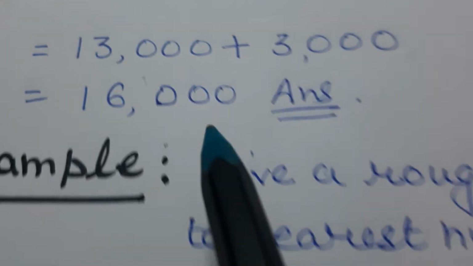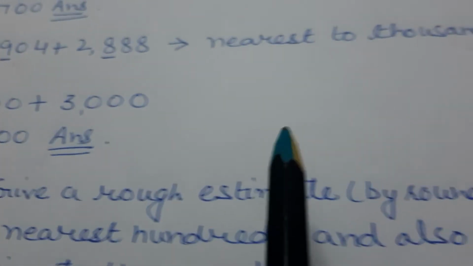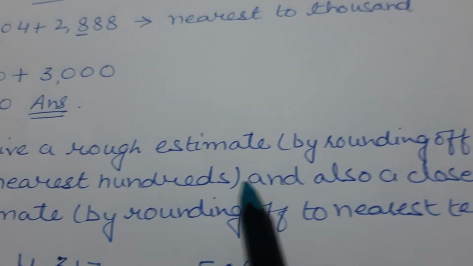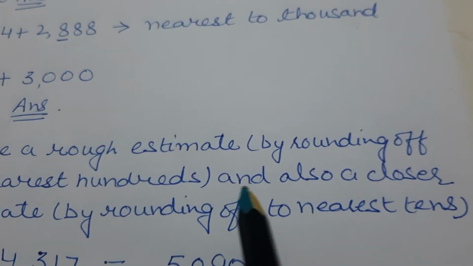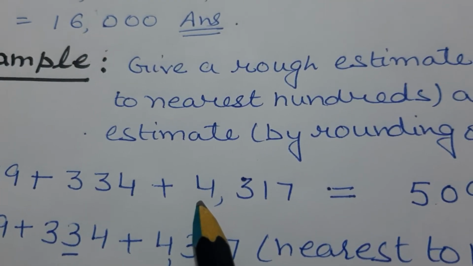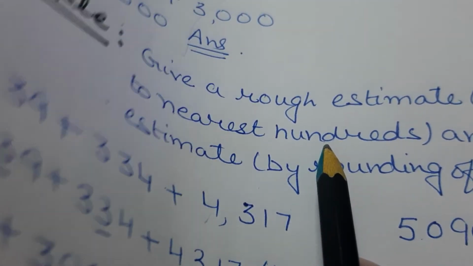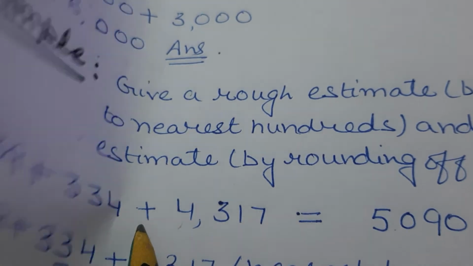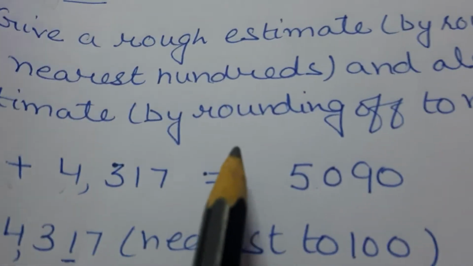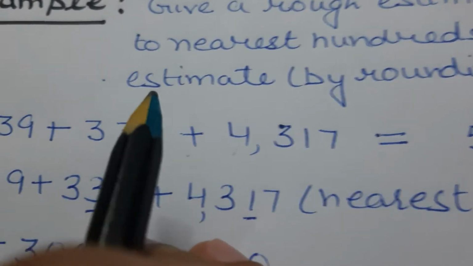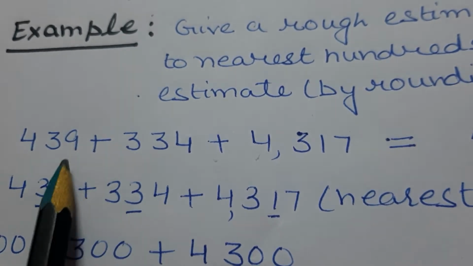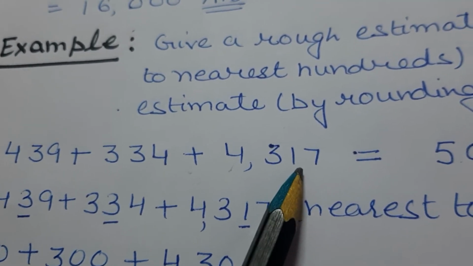Okay, so I am taking the next example. Give a rough estimate by rounding off to the nearest hundreds, and also a closer estimate by rounding off to the nearest tens. So first we will do this sum by rounding off nearest to 100, and then the same sum we will add by rounding off to the nearest tens. Okay, it means one sum will have two parts. Now these numbers are given.